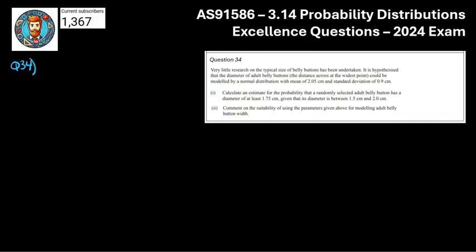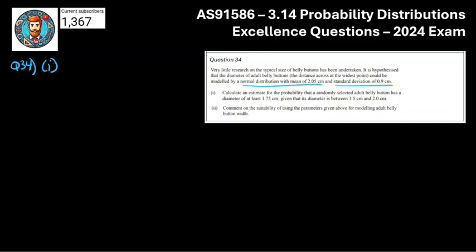You need to get both to get that excellence mark. So let's start off with the II, or the I section of it. So we've got very little research is done on the size of belly buttons. It is hypothesized that the diameter of the belly button, distance across the widest point, could be modeled by a normal distribution with a mean of 2.05 and a standard deviation of 0.9.